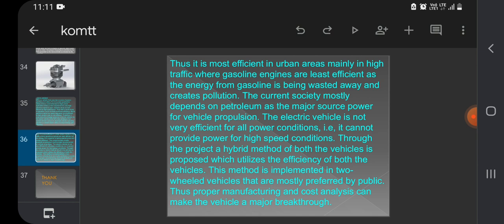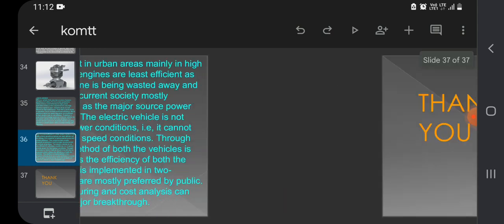The electric vehicle is not very efficient for all power conditions. That is, it cannot provide power for high speed conditions. Through the project, a hybrid method of the vehicle is proposed which utilizes the efficiency of both the vehicles. The method is implemented in two-wheel vehicles that are mostly preferred by the public. Thus, proper manufacturing and cost analysis can make the vehicle a major breakthrough.